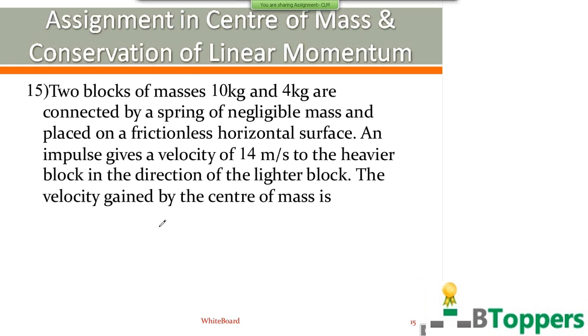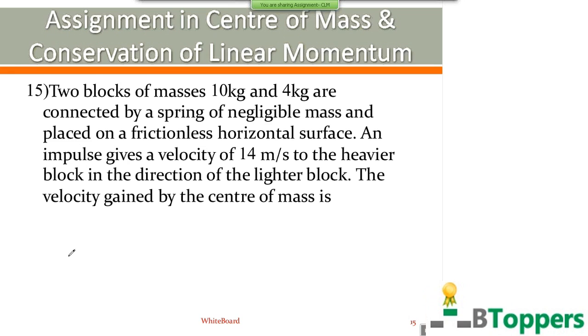Question number 15. This question was also given, a similar model, in one of the All India entrance examinations. Two blocks of masses 10 kg and 4 kg are connected by a spring of negligible mass and placed on a frictionless horizontal surface. An impulse gives a velocity of 14 meters per second to the heavier block in the direction of the lighter block. The velocity gained by the center of mass is.